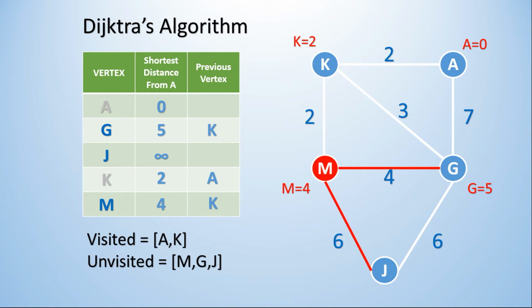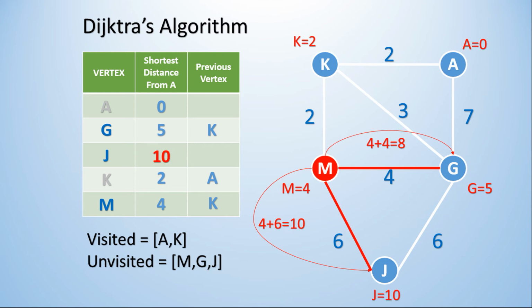For the current vertex, calculate the distance of each neighbor from the start vertex. Using the information in the table, we can see that the total distance to M is 4. The distance to G is 4 plus 4, giving us a total of 8. And the distance to J from A is 4 plus another 6, giving us a total of 10. If the calculated distance of a vertex is less than the known distance, update the shortest distance.